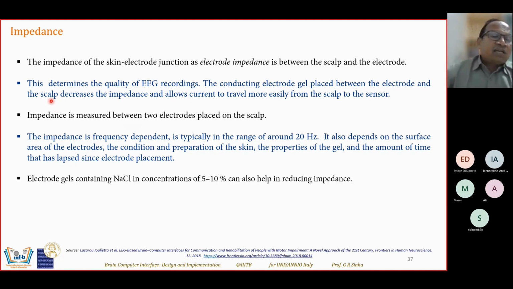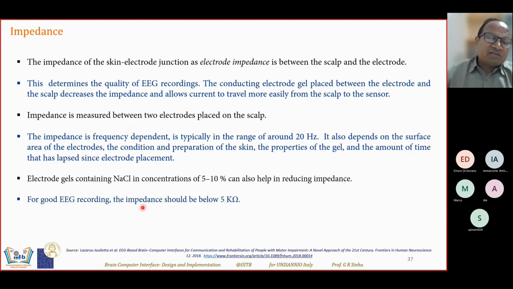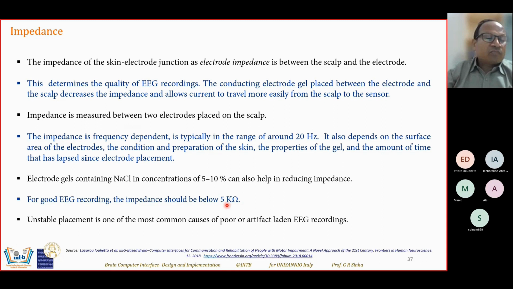Electrode gels containing sodium chloride in a concentration of 5 to 10% can also help in reducing the impedance. So along with the conducting gel, we can also mix some sodium chloride, 5 to 10%. It also helps in further reducing the impedance. For good EEG recording, the impedance is expected to be below 5 kilo ohm. The impedance between the scalp and the sensor has to be below 5 kilo ohm.